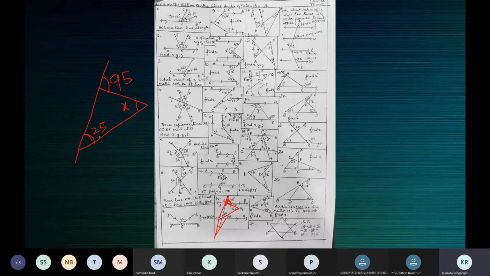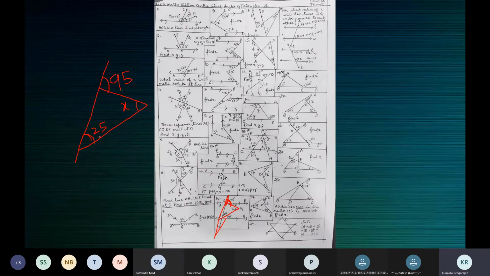Now, what property can you use here to find x? Angle sum property, ma'am. Okay, but anything else you can think of? Ma'am, in a triangle, all 3 angles add up to 180 degrees. That. Anything else? Ma'am, can you repeat the question? No. Ma'am, alternative. No, there are no parallel lines.